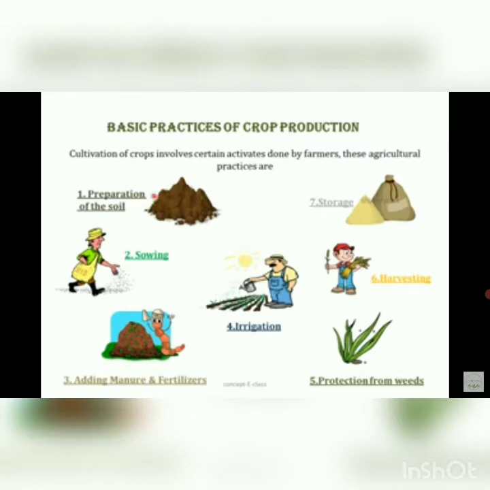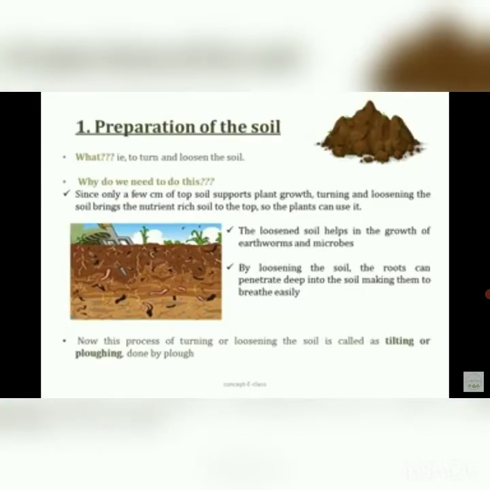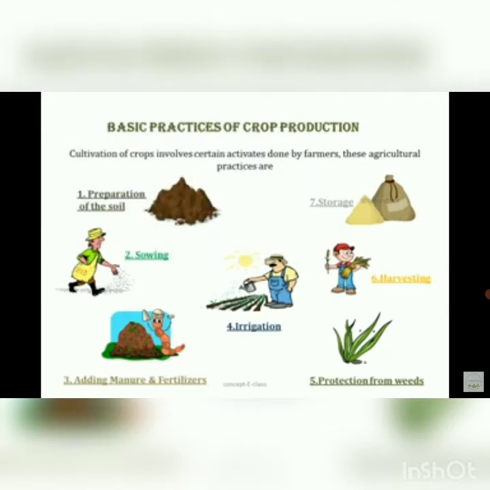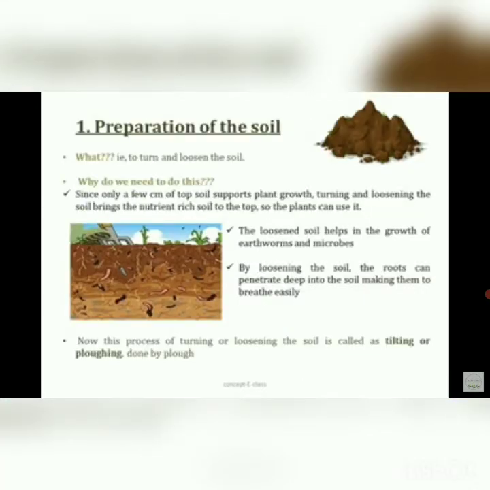Certain activities are done by farmers over a period of time, and these agricultural practices are: first, preparation of the soil, where we turn and loosen the soil; second, sowing, where we plant the seeds; third, adding manure and fertilizers to replenish the soil; fourth, irrigation, where we water the crops; fifth, protection from weeds, which are unwanted plants grown along with the crop; sixth, harvesting; and the seventh one is finally storage. Now we discuss each of these practices.